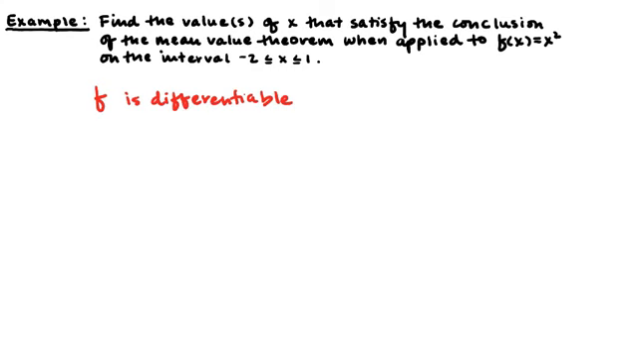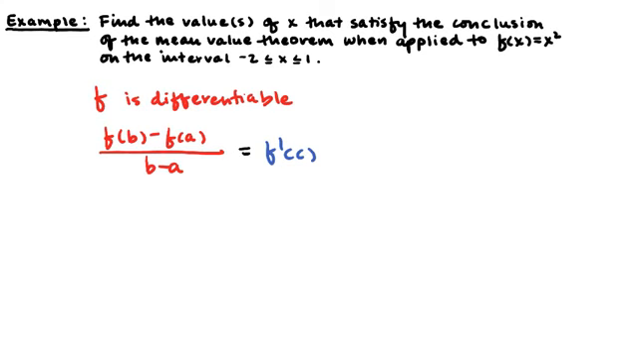Differentiable everywhere. So I know that the average rate of change, f of b minus f of a over b minus a, needs to be equal to f prime of c. That's the mean value theorem, for some c between a and b, where a is -2 and b is 1.